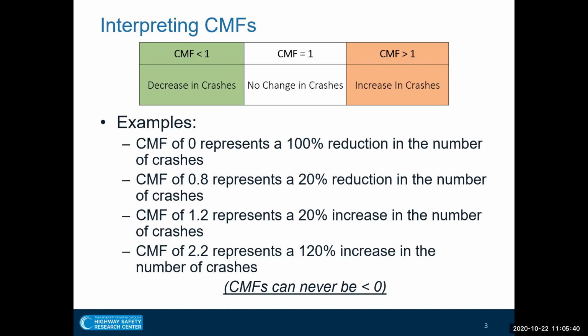Now, one thing to note here is that since a CMF of 0 represents a 100% reduction in crashes, CMFs can never be less than 0. So it will always be 0 or more than 0. They can never be below 0.